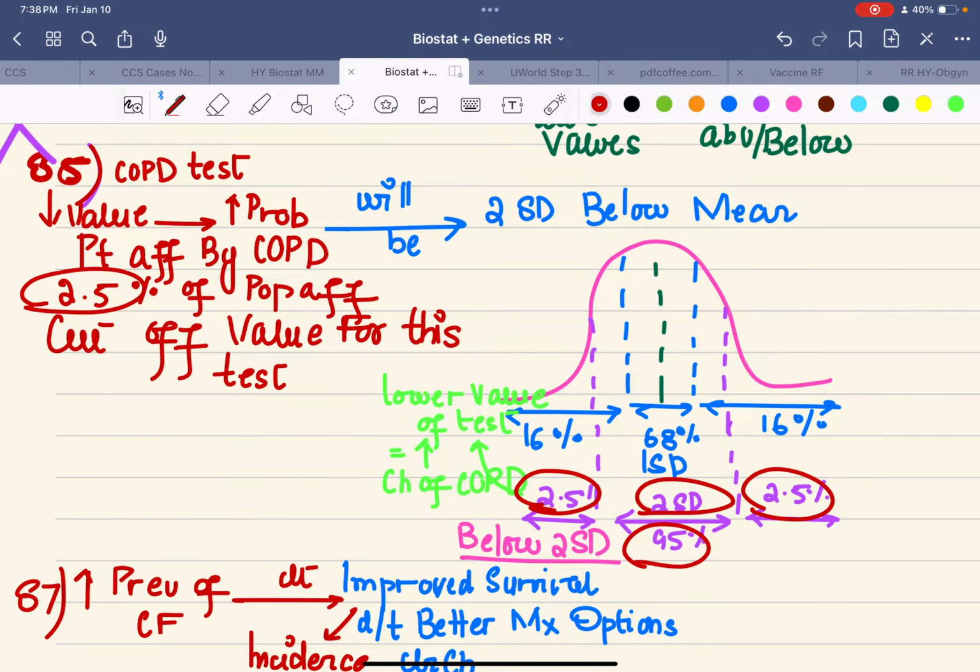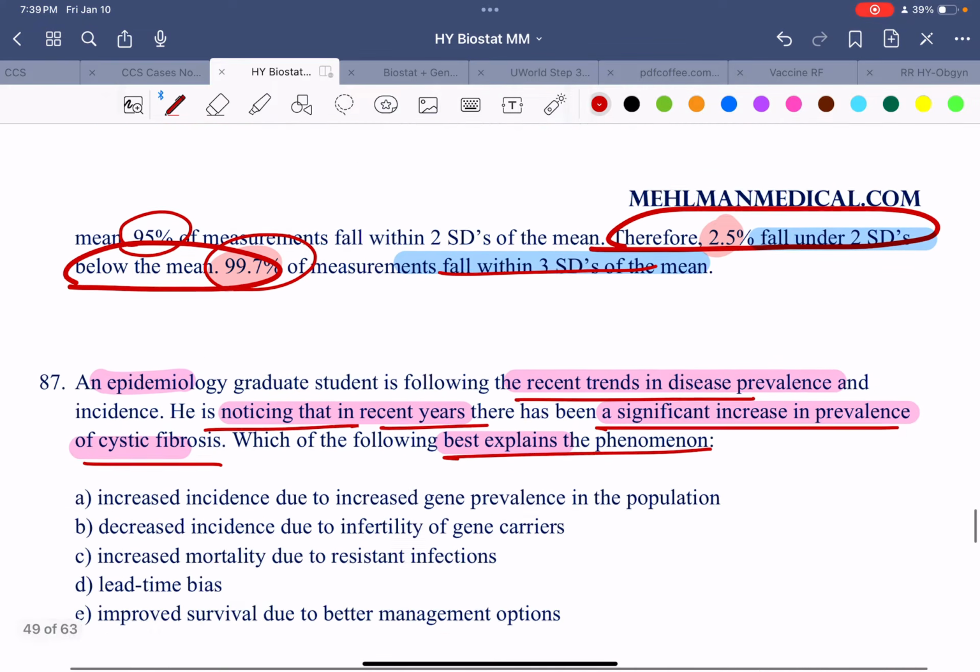Whereas instead, if they gave us that 16% of the population is affected, and that is on the lower side, then we would say that 16% on each side means 68% in the middle, which is 1 standard deviation. And if they said just a total of 0.3% were affected, then we would say 3 standard deviations, which is 99.7%. Okay, question 87.